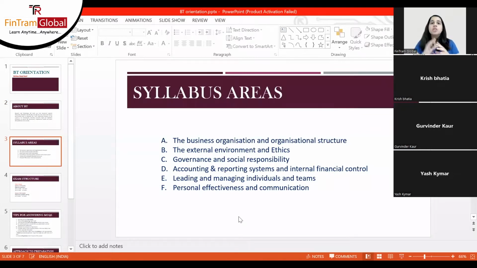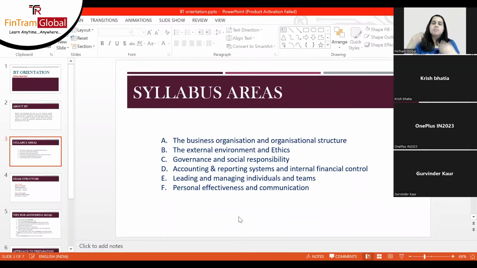The syllabus is not very vast and not very small either. I would say it's a good syllabus: everything is covered, but they have not gone into too much detail or depth. Whatever you study here in Business and Technology, when you reach your professional level and study SBL, your Strategic Business Leader, you will see that many concepts you studied here crop up again in SBL.